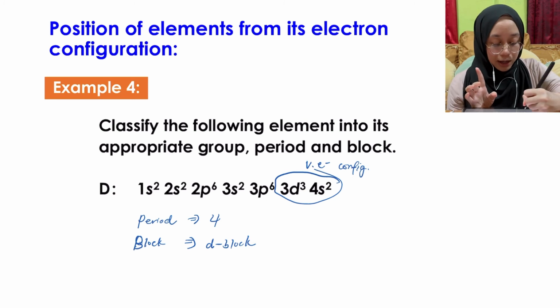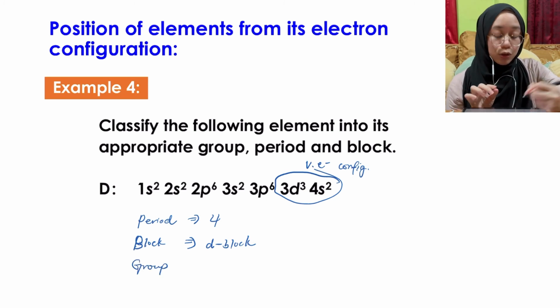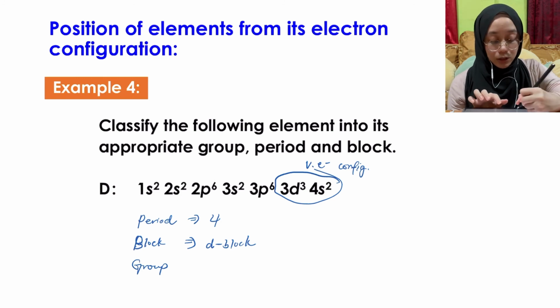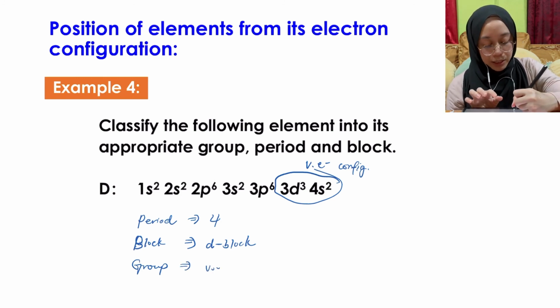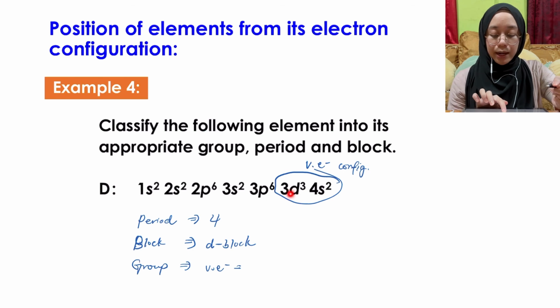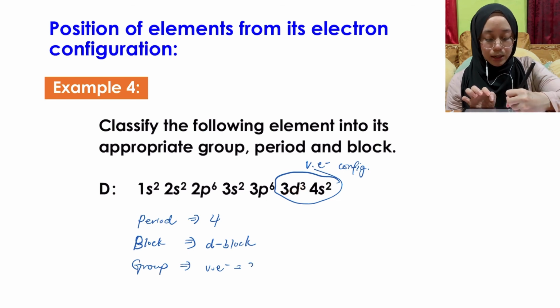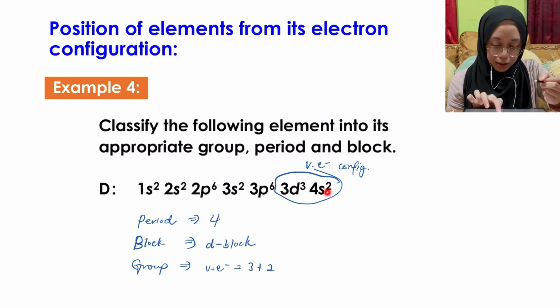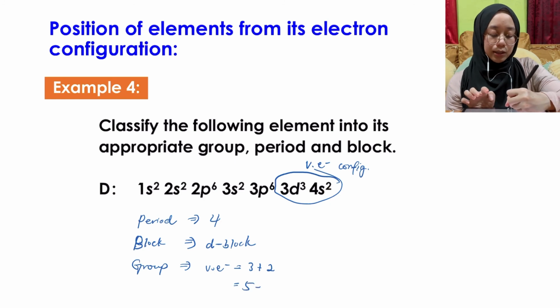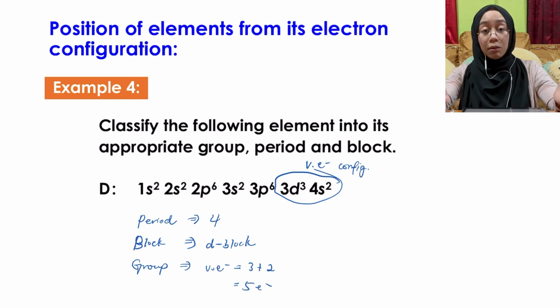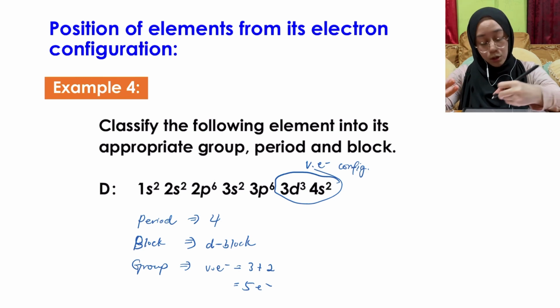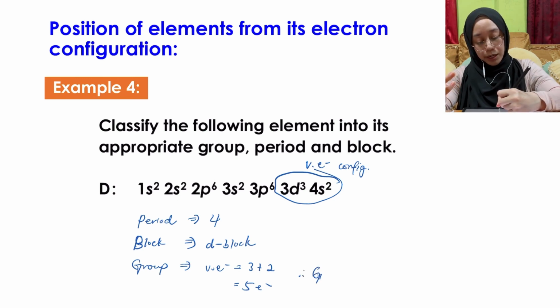Okay, and last sekali lagi kita nak cari group. Okay, so group pula depends on the number of valence electron. Okay, so valence electron yang kita ada, so kena tambahkanlah elektron yang ada. So sini ada 3 tambah 2. Okay, so kita dapat 5 elektron. So if it is D block elements, do you have to plus 10? No, you don't have to. So automatically group dia dekat sini adalah group 5.